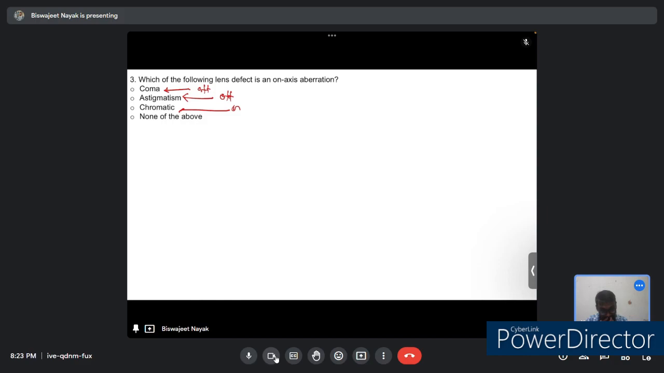And how can coma be eliminated? By constructing a lens according to our choice. And astigmatism, by using a stigmator or cylindrical lenses, we can easily curb this problem.